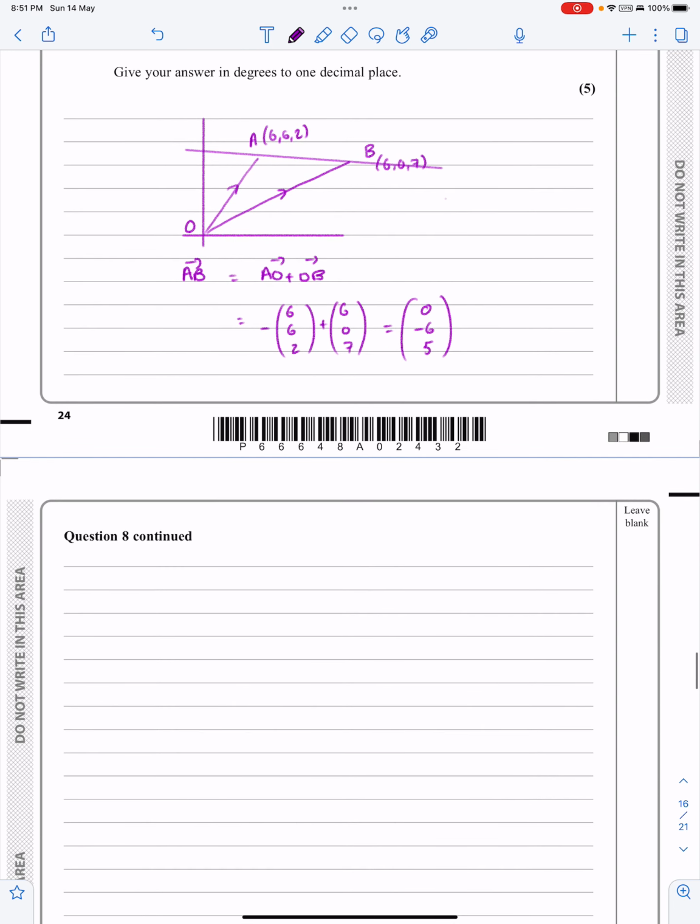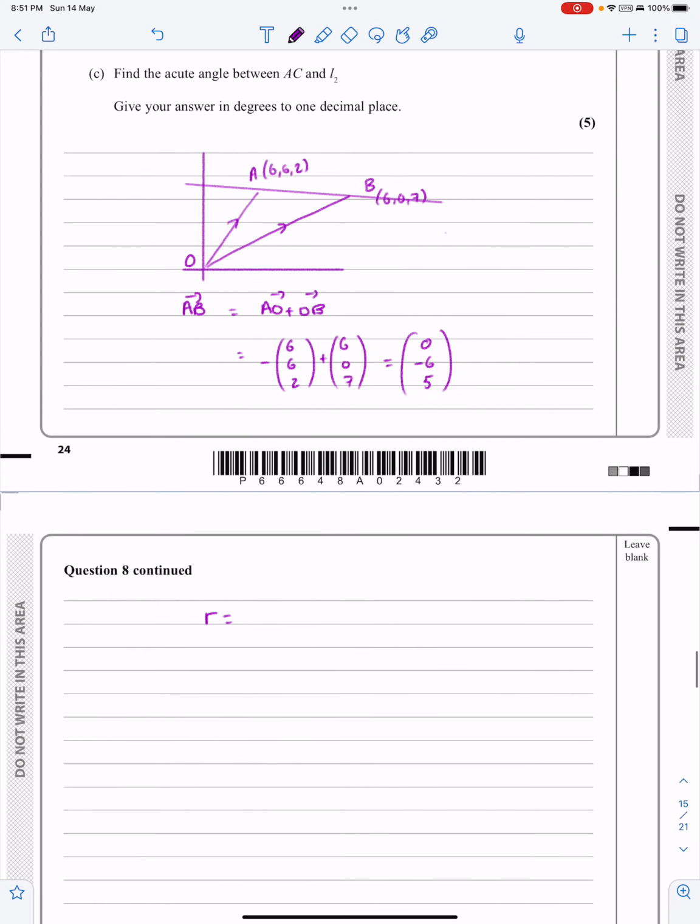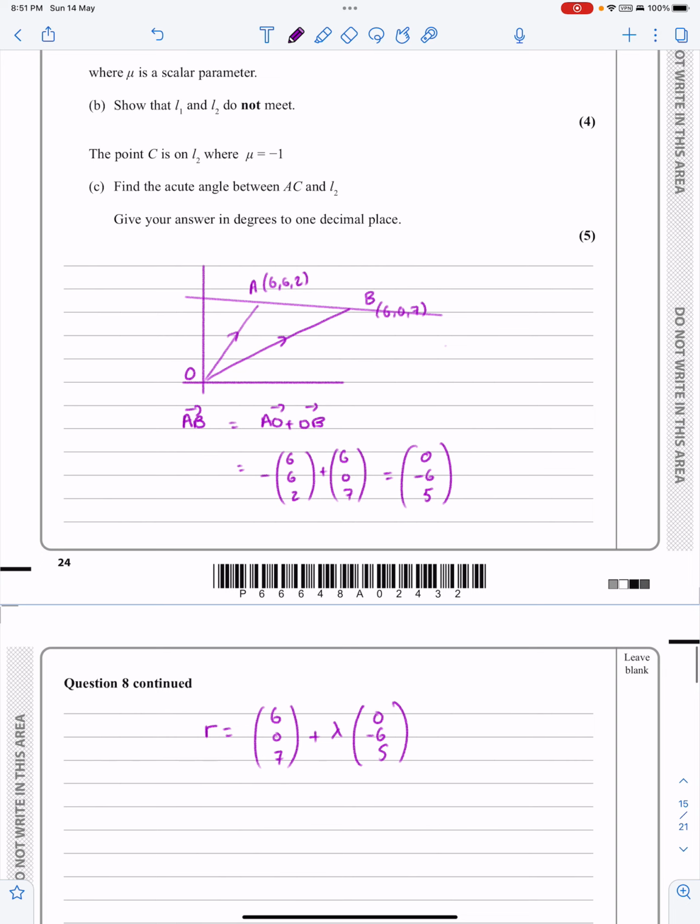So if I now want r, you've got a choice of answers. I'm going to say r equals (6, 0, 7) plus lambda lots of (0, -6, 5). And you could equally have put in (6, 6, 2) plus the vector. When I'm looking at this one, that's a point on the line. That's the direction of the line, and that might come into play in the second part, third part of this question. So that's part A done.